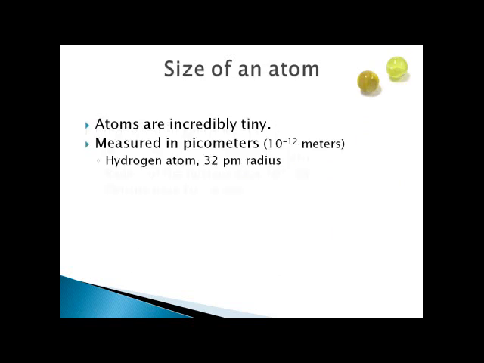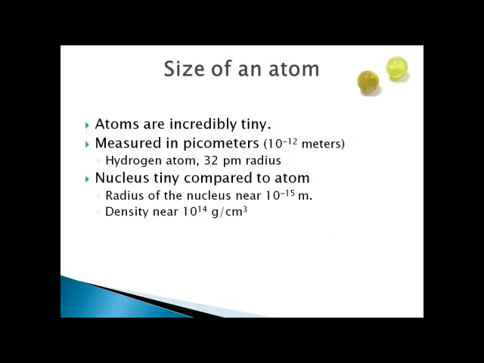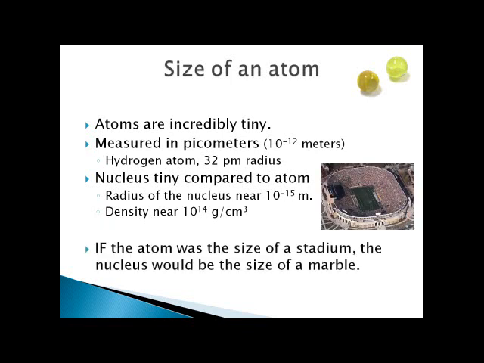Now, atoms are incredibly tiny. Measured in picometers, they're about 32, and a picometer is 10 to the -12 meter. The nucleus is even smaller. It's about 10 to the -15 meters. It also is incredibly dense, with density approaching 10 to the 14th grams per cubic centimeter. It is said to be quite massive. If the atom were the size of a stadium, say, then the nucleus would be about the size of a marble. It's just an analogy to give you some sense of the sizes.